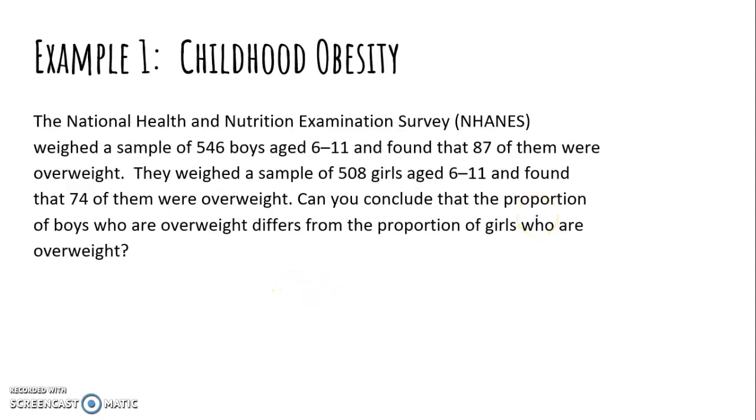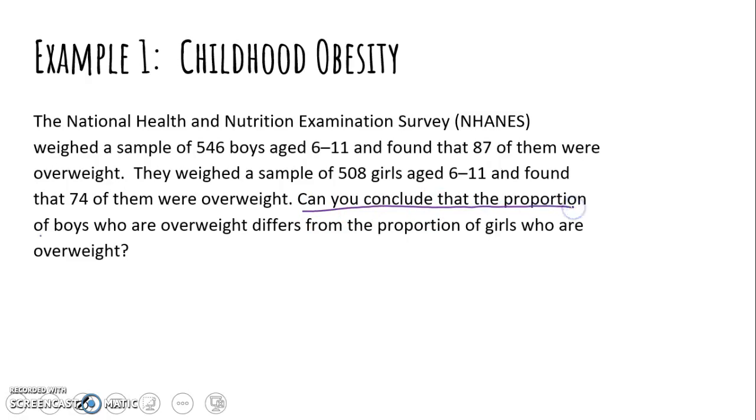So let's look at example 1. The National Health and Nutrition Examination Survey, NHANES, weighed a sample of 546 boys aged 6 to 11 and found that 87 of them were overweight. They weighed a sample of 508 girls aged 6 to 11 and found 74 of them were overweight. Can you conclude that the proportion of boys who are overweight differs from the proportion of girls who are overweight?